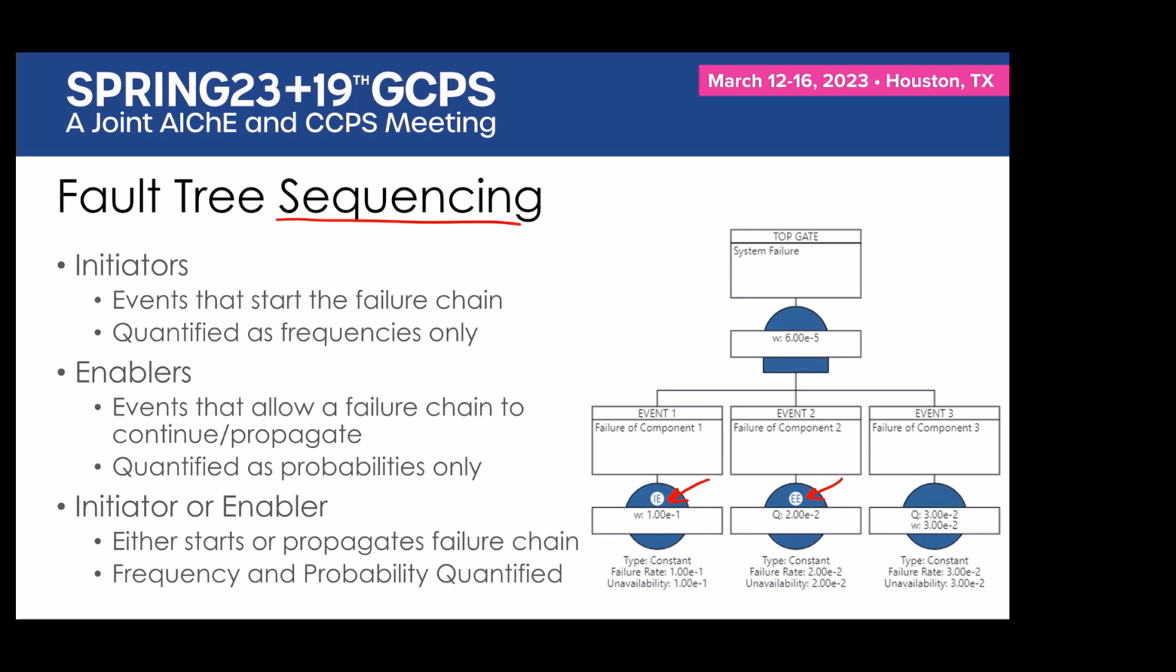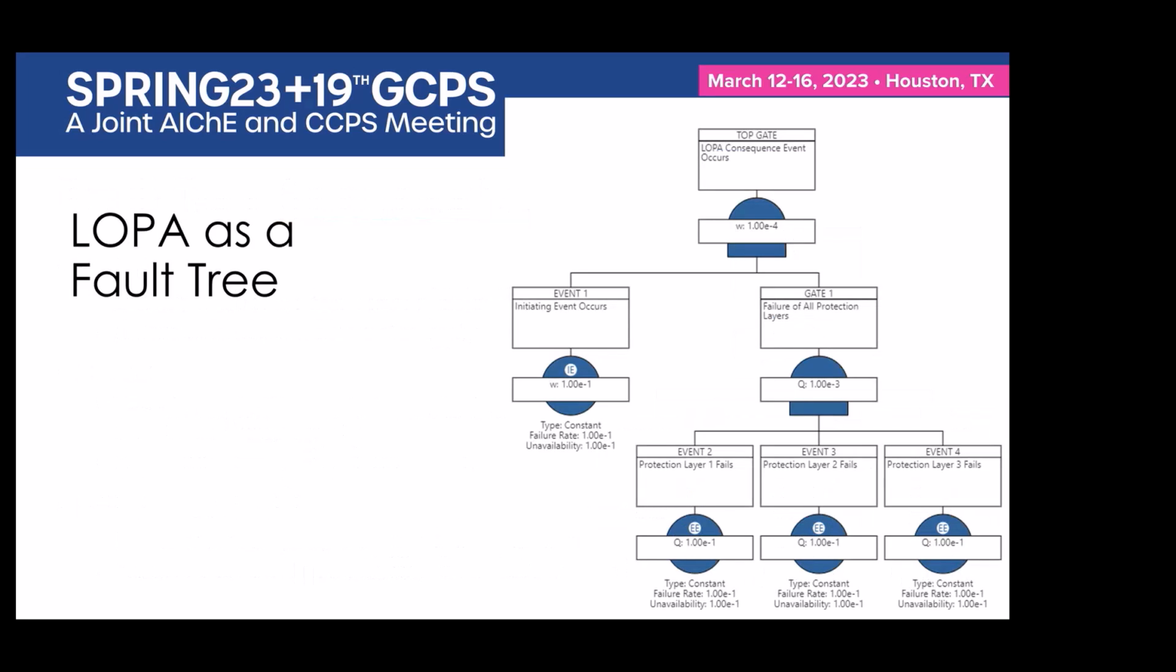So with fault tree analysis, sophisticated software tools like Exida's Arbor will do all of that math behind the scenes for you if you didn't define it. But you need to be smart enough to define it, especially if you're replacing your layer of protection analysis with a fault tree. Defining what are initiators and what are enablers is going to be critical.